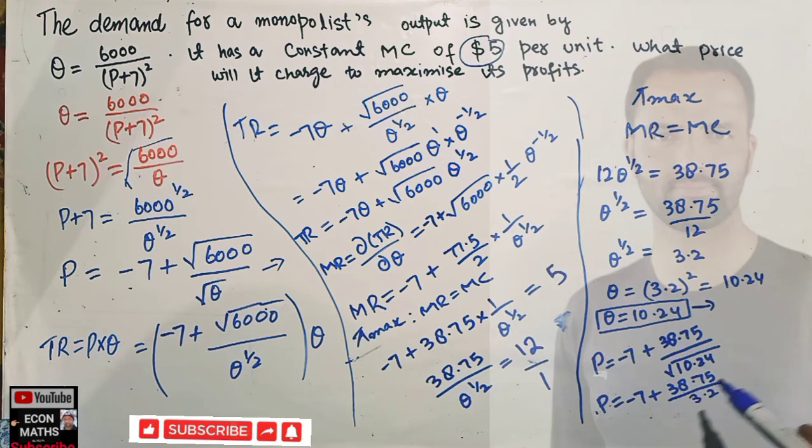That means P is equal to -7 plus, when we divide 38.75 by 3.2, this comes out to be 12.1. That means our price P is equal to -7 plus 12.1, which comes out to be 5.1. So our profit maximizing level of price should be equal to 5.1.